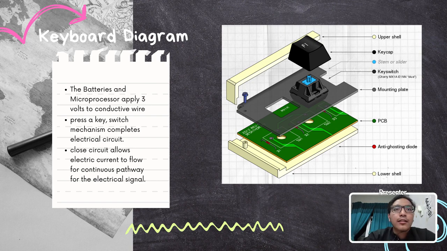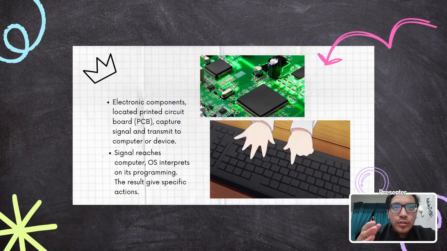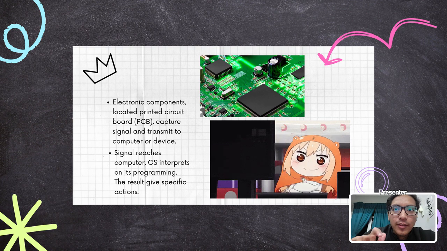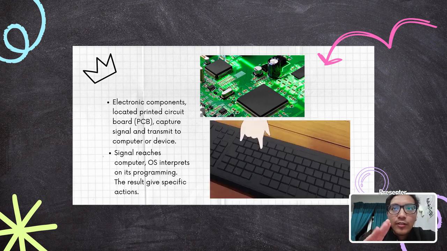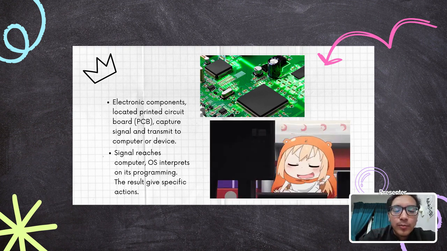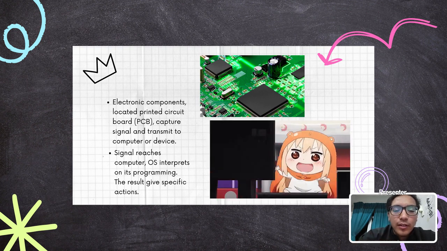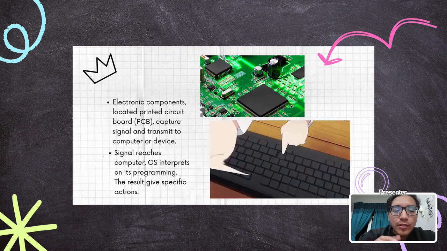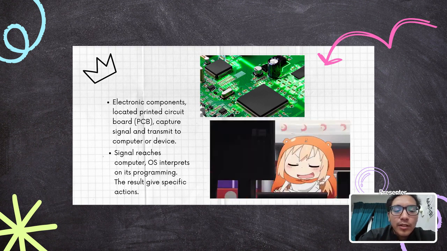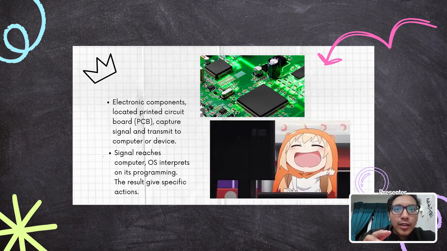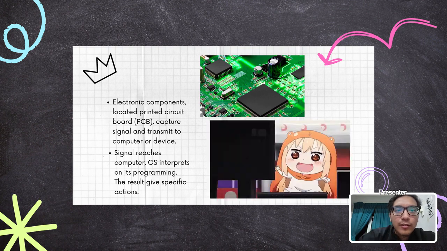the electrical signal. So the completion of the electrical circuit signals to the keyboard electronics component that a key has been pressed. The electronic components that are located on a printed circuit board (PCB) capture this signal and transmit it to the connected computer or device.